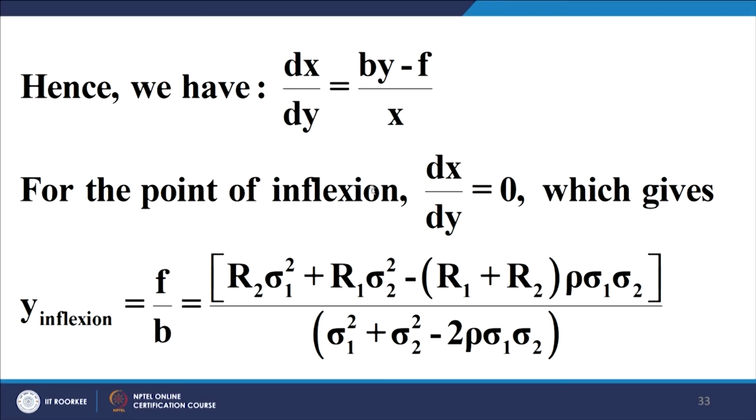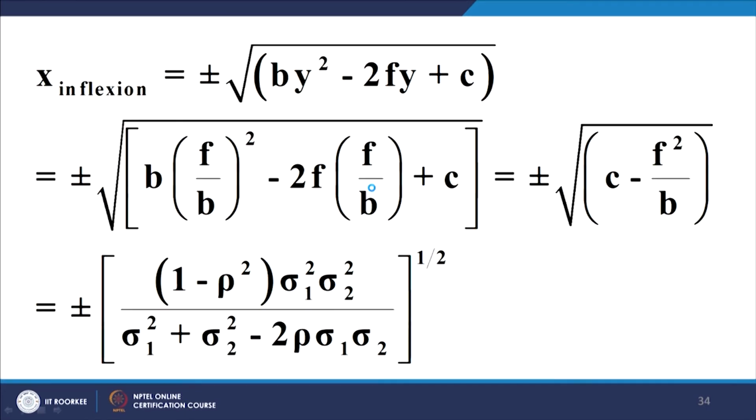Substituting the value of f and b, we get directly the value of y, or the y coordinate of the point M, and using the expression for the portfolio possibilities curve, we can work out the value of x inflection, or the x coordinate of the point of inflection, and you find that it coincides with the value that we have obtained earlier through the first method.